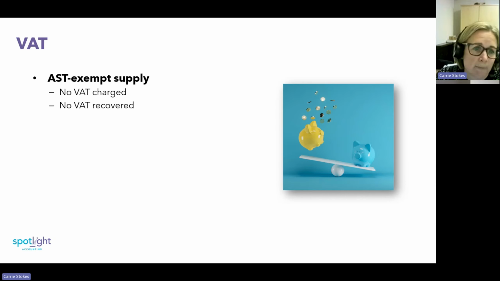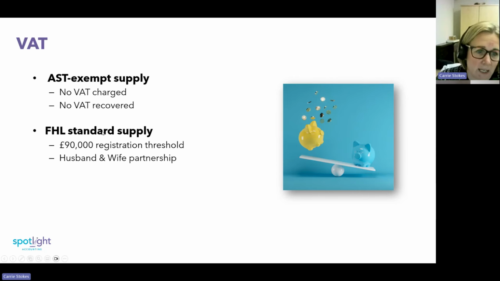This is something that often gets overlooked, or the opportunities missed. So where you've got an AST property, there's no VAT charge and no VAT recovered. What I would call the standard rental agreement is what is known as an exempt supply. It's outside the scope of VAT.